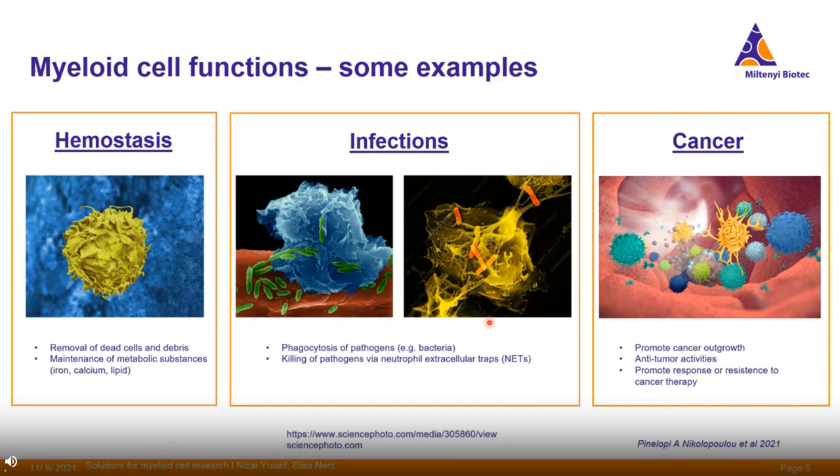In case of cancer, myeloid cells can have positive or negative outcomes. They can contribute to tumor progression by suppressing anti-tumor immune cells. Here I'm referring to myeloid-derived suppressor cells, MDSCs. And research has also shown that macrophages may have cytotoxic activity to kill tumor cells directly. And myeloid cells have also been shown to affect cancer therapy in positive and negative ways.